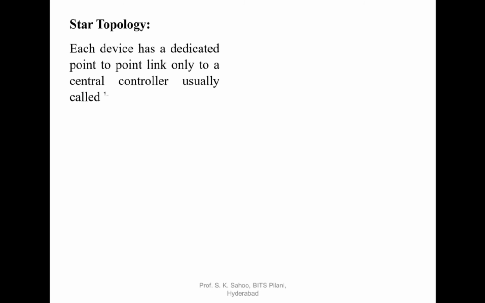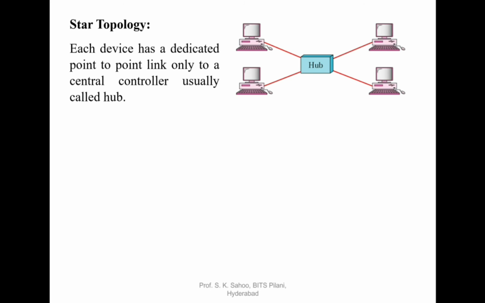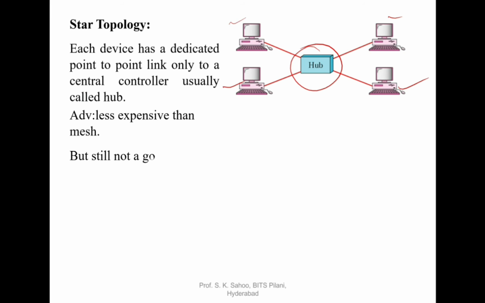Next is the star topology. In star topology, each device has a dedicated point-to-point link only to a central controller, using a central hub. Let us see here, this is a central hub to which these devices are connected. The advantage is that it is less expensive than mesh, but still not a good solution. Why?